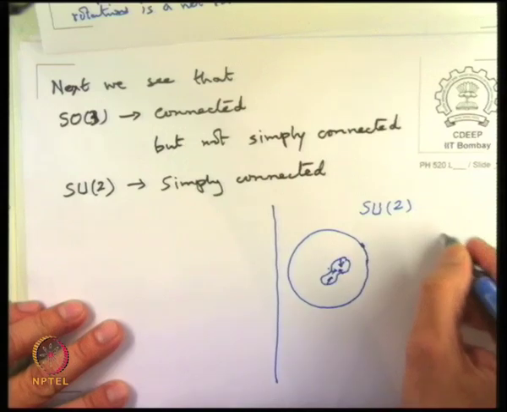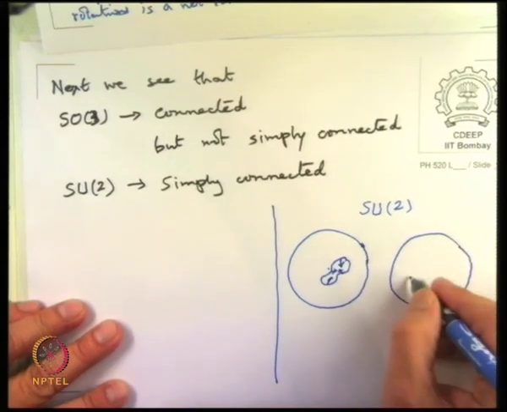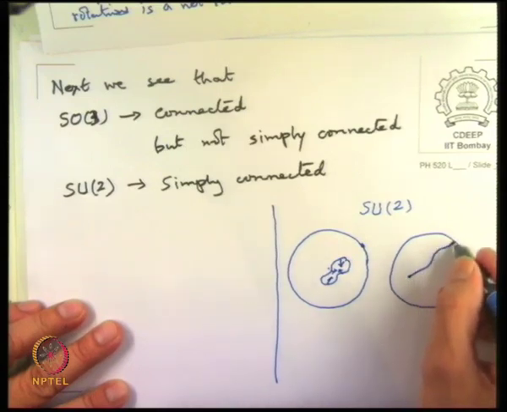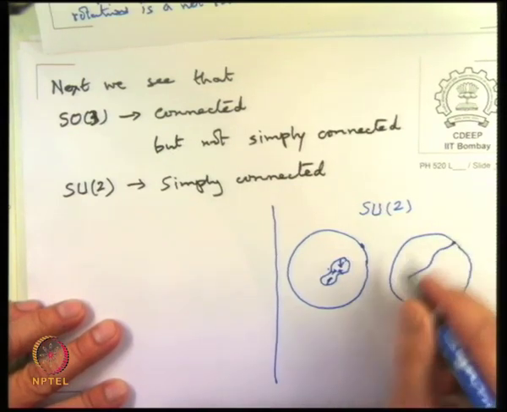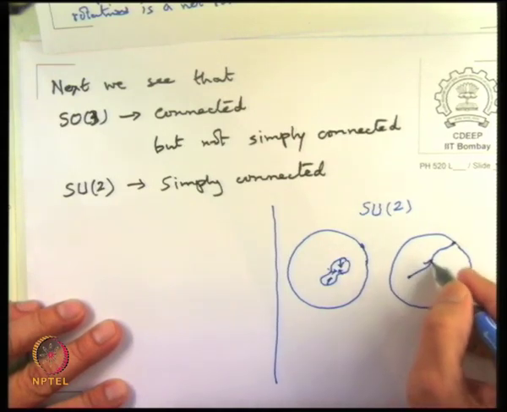Take another class of loops which start somewhere in the interior, then reach the boundary, but now the boundary is all one point. So I can re-enter through here. So I go like this.